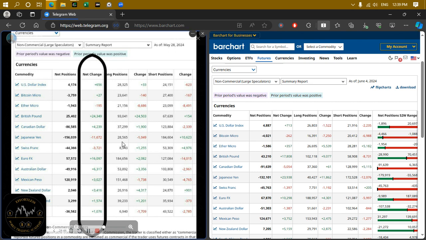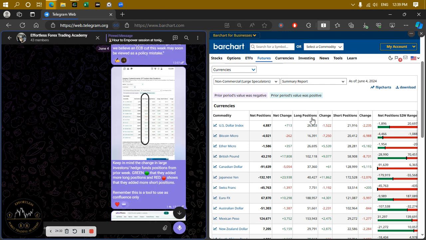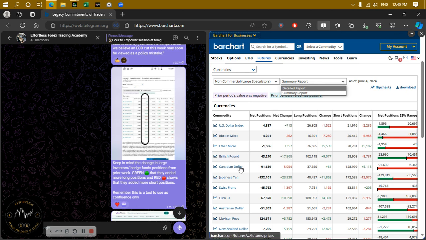And then obviously another reason, if we're looking at the pound, okay, this was from June, right? June 4th, and then this is the most recent one. So I'm gonna show you now how we use this as well, to actually see how the positions have been evolving. As you can see from last week, before we close this, last week they added what? They added 17,000 long positions on the pound, but they also added 23,000 long positions on the Japanese yen.